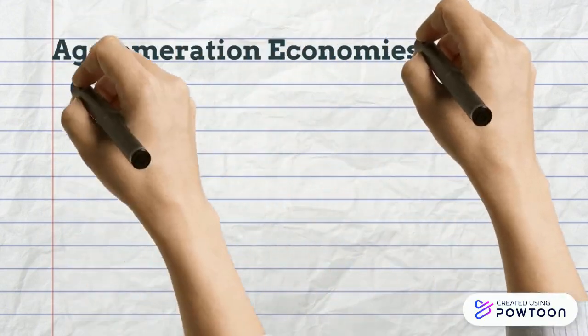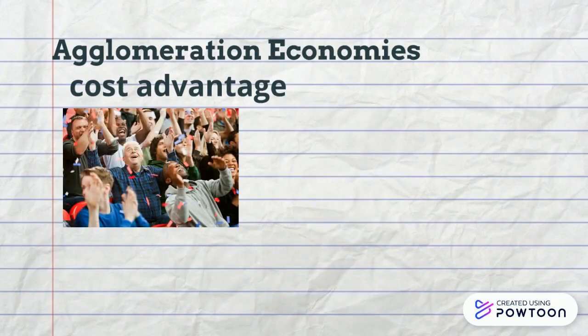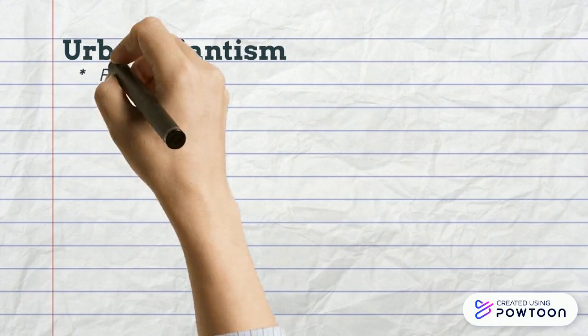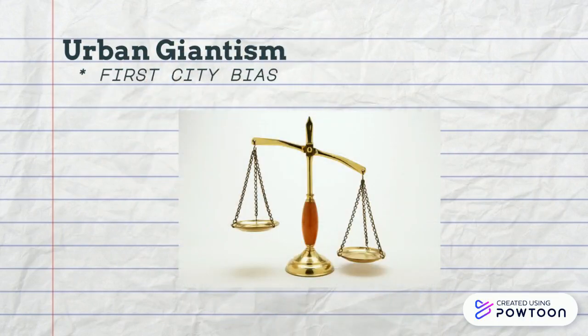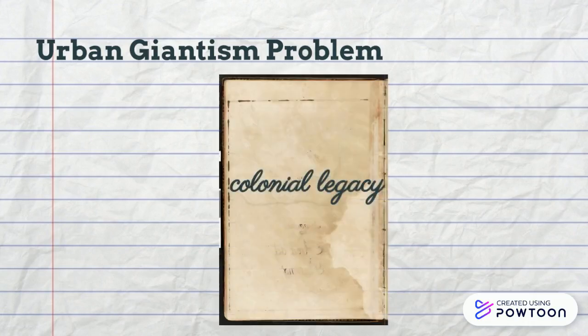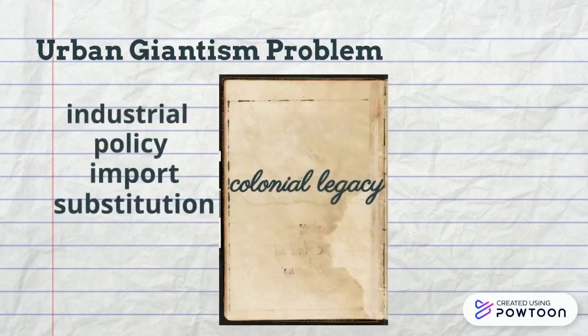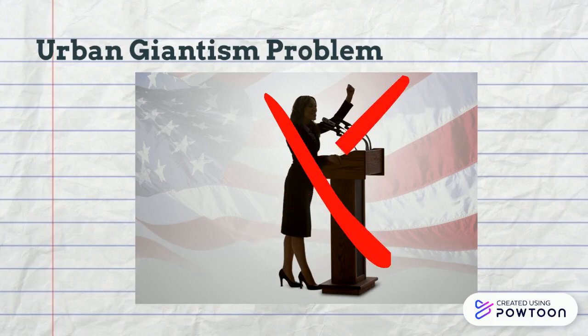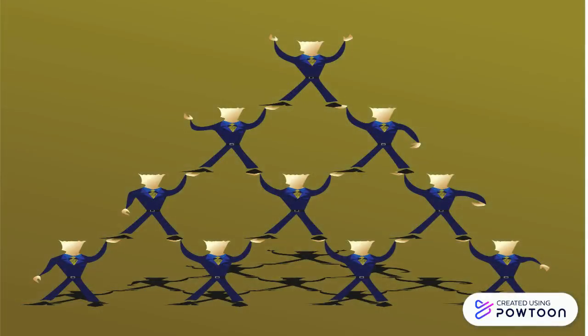Agglomeration economies are cost advantages to producers and consumers from location in cities and towns, which take the forms of urbanization and localization economies. Urban giantism may lead to first city bias, in which the biggest city receives a disproportionate share of public investment, which aggravates the problem of urban giantism. It is caused by colonial legacy, industrial policy of import substitution, high tariffs, lack of democracy, and rent-seeking behavior of public officials or politicians. Thus, combining the effects of the urban hierarchy model with the differentiated plain model.